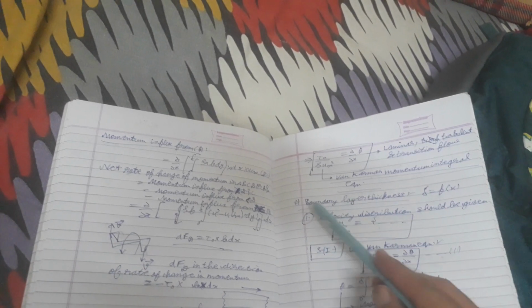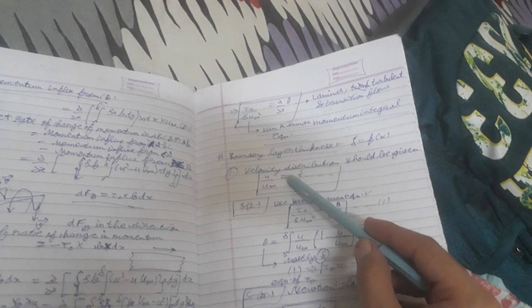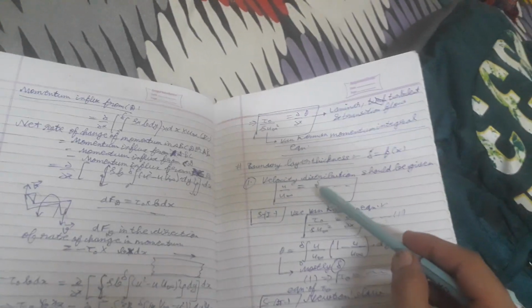Boundary layer thickness delta is equal to f of x. Note here, for boundary layer thickness, delta is equal to f of x. The velocity distribution should be given: u by u infinity is equal to this bracket.